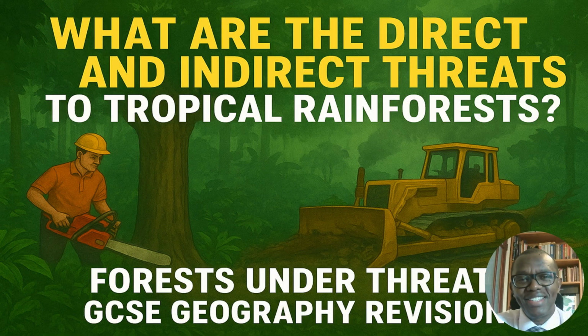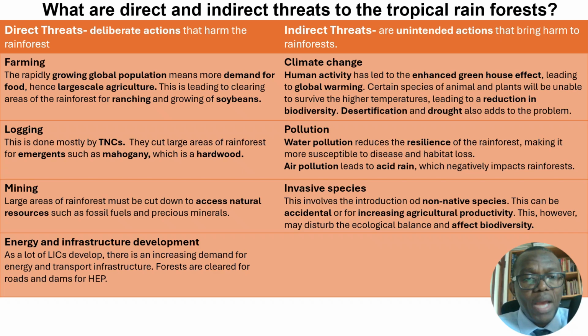Okay, let's get started. Going back to the tropical rainforests, what are the direct and indirect threats to the tropical rainforests? Now, direct threats are deliberate actions that harm the rainforests, while indirect threats are unintended actions that bring harm to the rainforests. So we'll start off with the direct threats, so the deliberate actions that harm the rainforest.